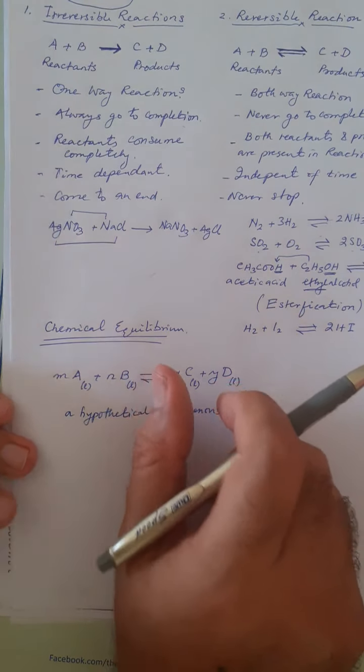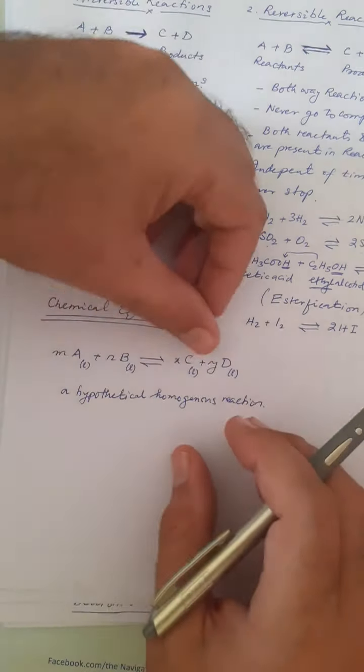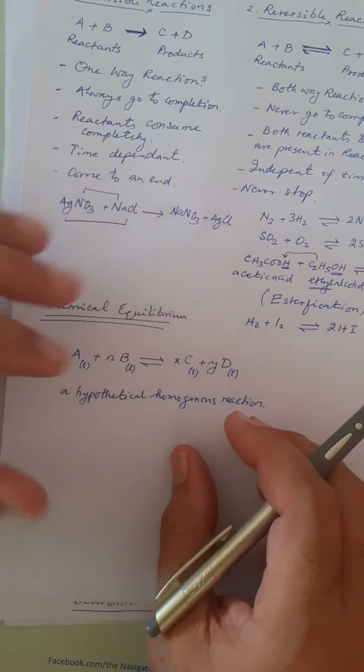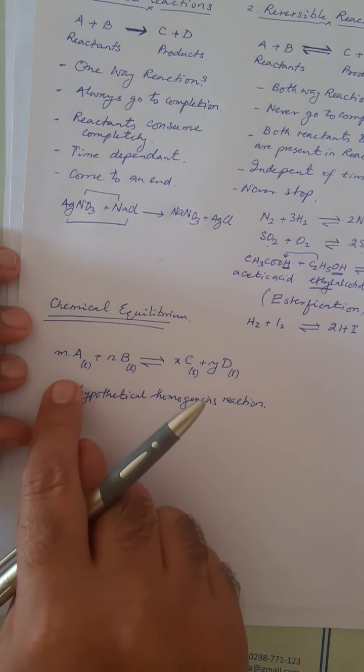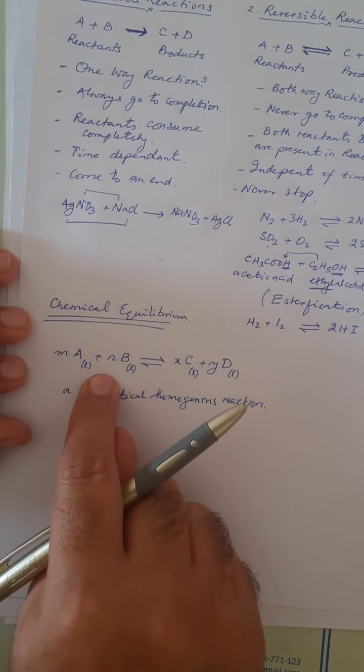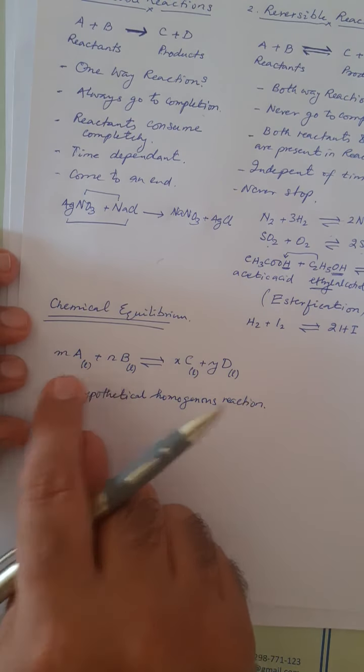Now, when the reaction starts, do you have C and D when it begins? No, you have just A and B. So you have a lot of concentration, a lot of quantity of A and B, and you have a zero quantity of C and D.